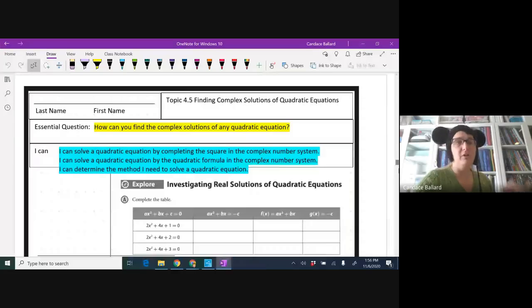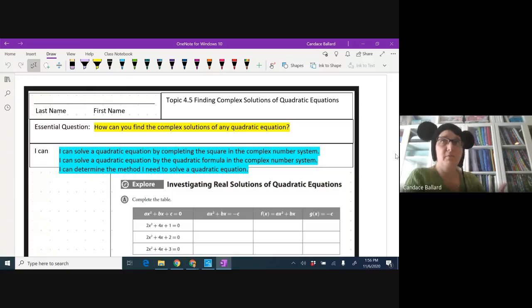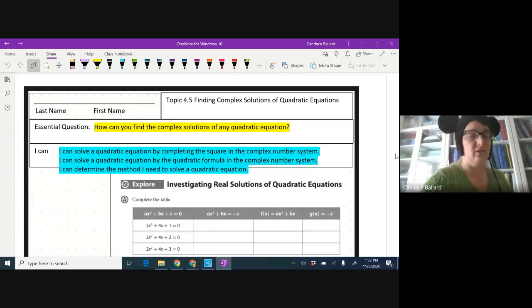All right, so again, we're going to be finding complex solutions of any quadratic equation. And eventually we'll be able to solve by completing the square and the quadratic formula. You have done both of those things before, but you did it the Algebra 1 way. We have to add a layer of Algebra 2 on top of it now. So the next week shouldn't be too terrible, because we're going to add that extra little bit of Algebra 2 on top.